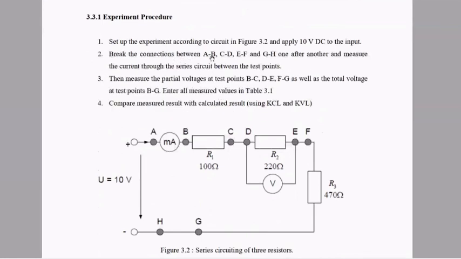Number 2, break the connection between AB, okay, here is AB, CD, here, EF, and GH, one after another. Okay, I repeat, one after another, and measure the current through the series circuit between the test points. Then measure the partial voltages at test points BC, DE, FG, as well as the total voltage at test point BG. Enter all measured values in table 3.1. Okay. Number 4, compare measured result with calculated result.